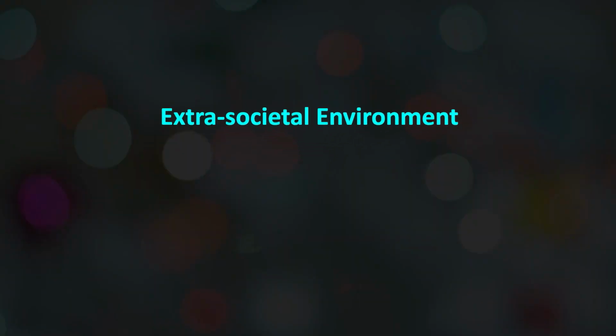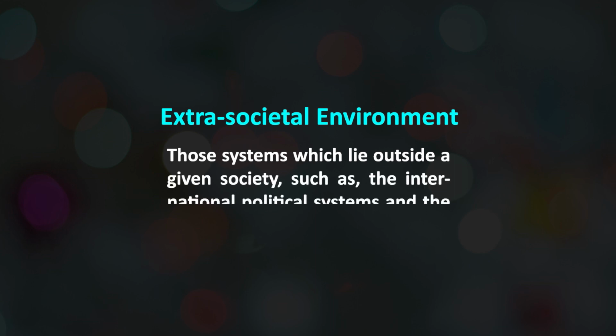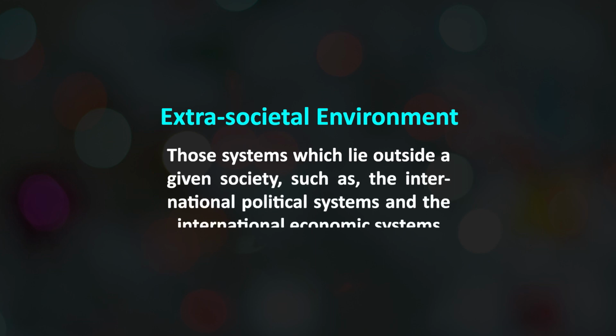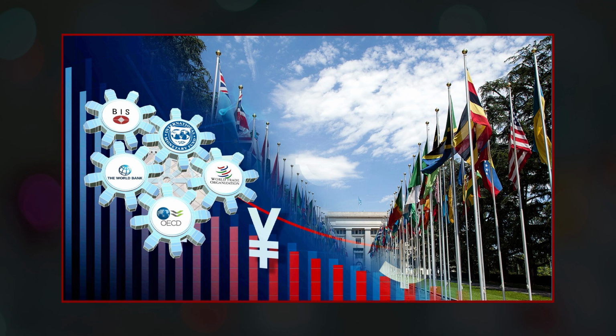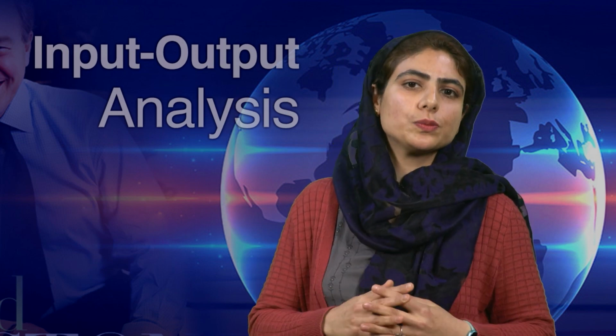The extra-societal environment, on the other hand, includes all those systems which lie outside a given society, such as the international political systems and the international economic systems. They too have their impact on a given political system. The political system is linked with its environment through the process of inputs and outputs.